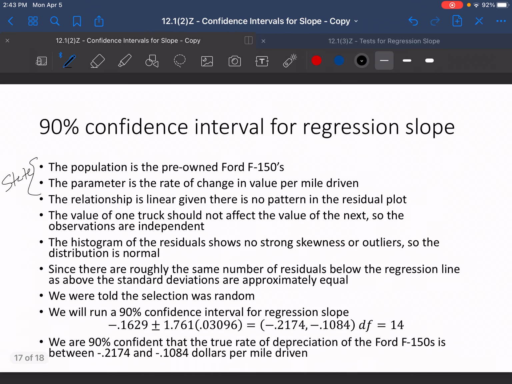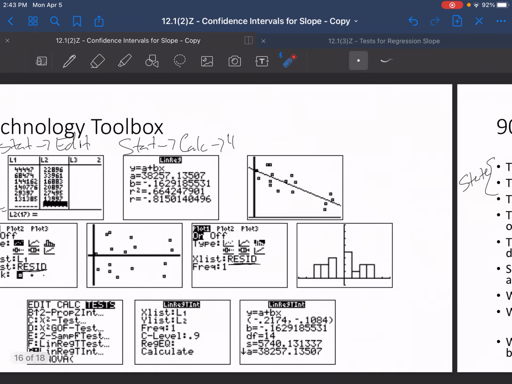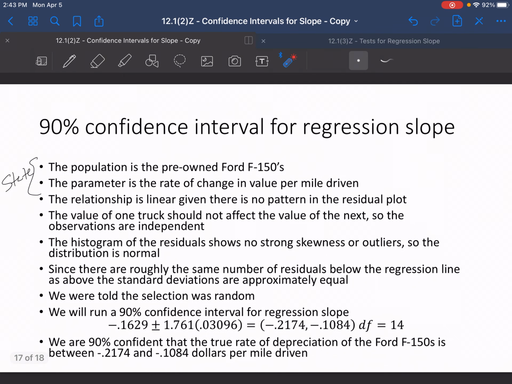So what we're looking at now is the linear relationship, because remember, we're looking at linear first. So the relationship is linear, given there is no pattern in the residual plot. If we are calculating our residual plot, which is this right here, you'll notice that there's really no pattern. All the points are just kind of all over the place, and because they're all over the place, we can say that that relationship is linear at this point. So that condition checks off just fine.